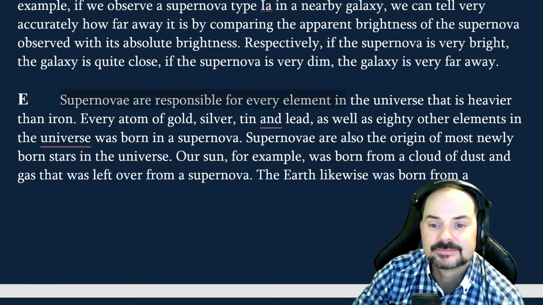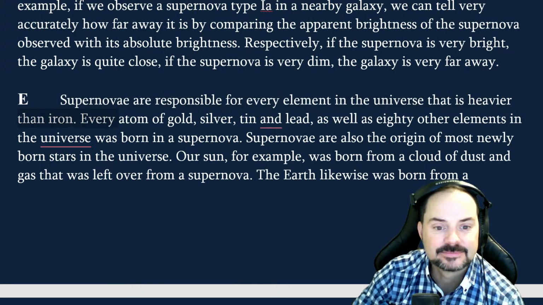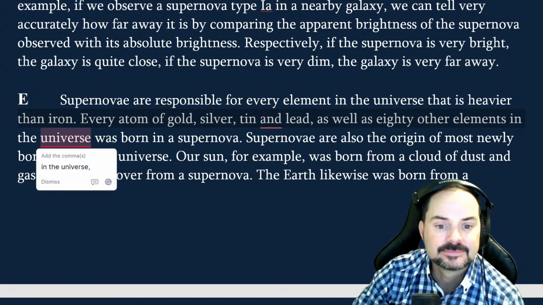Supernovae are responsible for every element in the universe that is heavier than iron. Every atom of gold, silver, tin, and lead, as well as 80 other elements in the universe, were born in supernova.